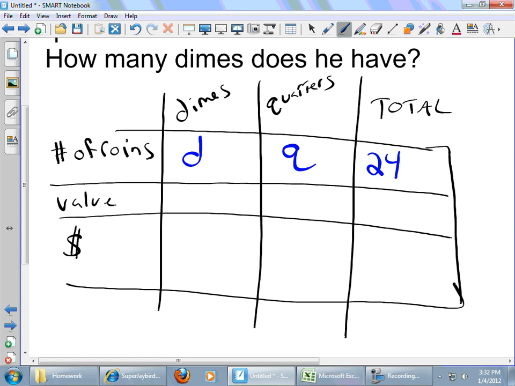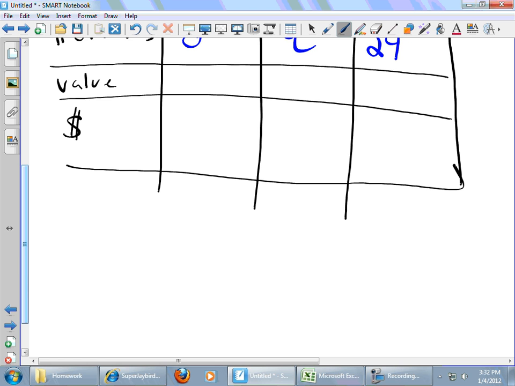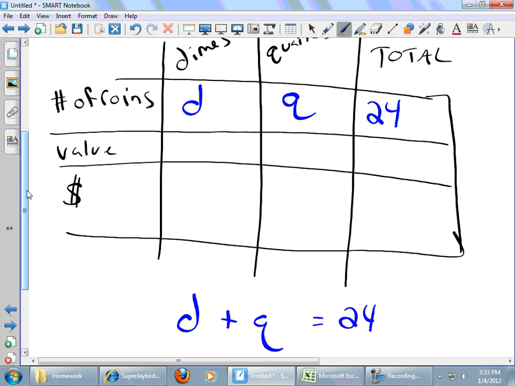Believe it or not, we have our first equation. We have that D, the number of dimes, plus Q, the number of quarters, must equal 24 coins. There's our first equation. See how simple that is? Now this value thing, it's not going to give us an equation, but it's going to help us get an equation. We know that dimes are worth 10 cents. We know that quarters are worth 25 cents, right? We know that the total amount of, well, I'm not going to fill in the total there yet. I'll do it soon.